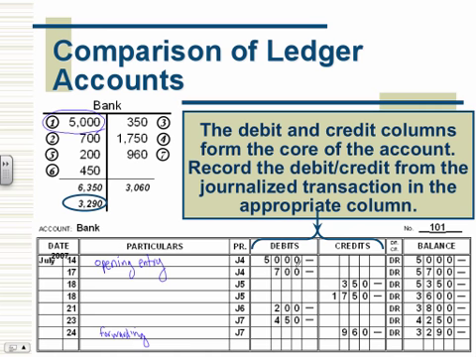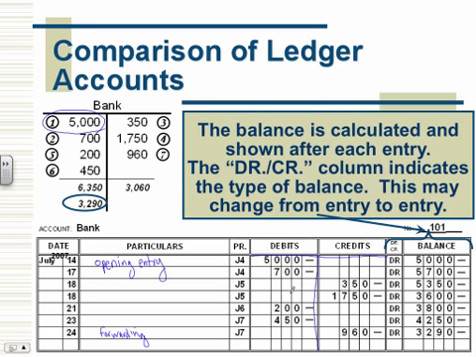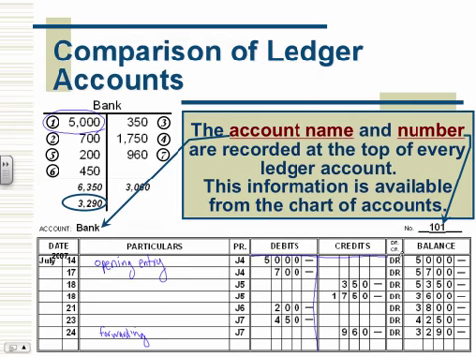The debit and credit columns form the core of the account. So here's your T. This, if you look at it, is very similar to this up here. That's why this is called a T account. The balance is calculated and shown after each entry. We went through and I gave you some examples already. And this debit and credit column indicates the type of balance. Sometimes you may go into a credit balance in this asset account, and that would be an exceptional balance. The account name goes at the top, and the number from the chart of accounts, we talked about that.